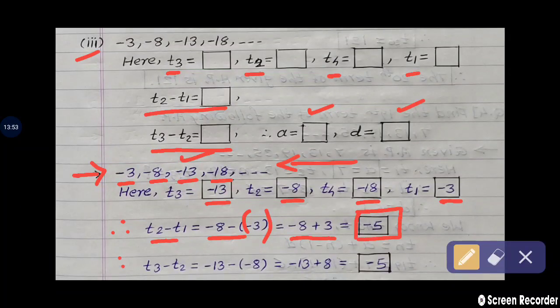Again, find T3 minus T2. T3 is minus 13 minus T2, which is minus 8. So write in brackets. Minus of minus 8 is plus 8. So minus 13 plus 8 is again minus 5. So we are getting the same difference, that is minus 5.